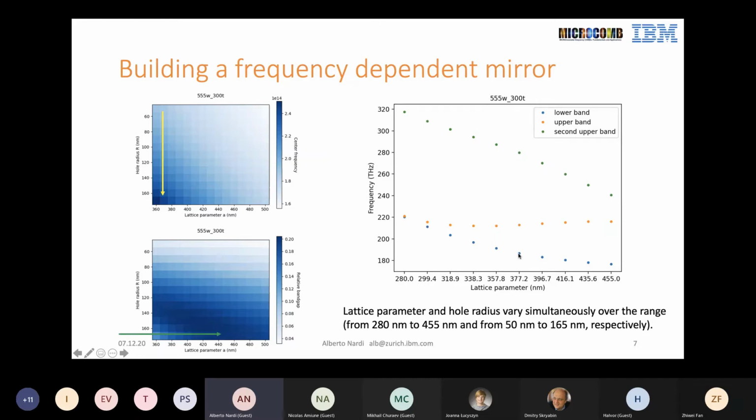The blue dots are the lower band, the orange dots are the upper band, and the second upper band is the green one, which is fairly above the other two bands. We see that we are reflecting first the higher frequencies and then the lower frequencies. So we can build a mirror like this.